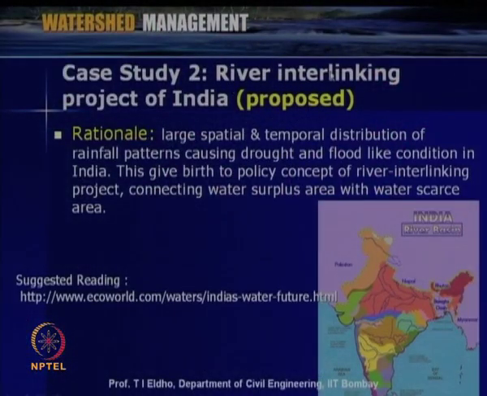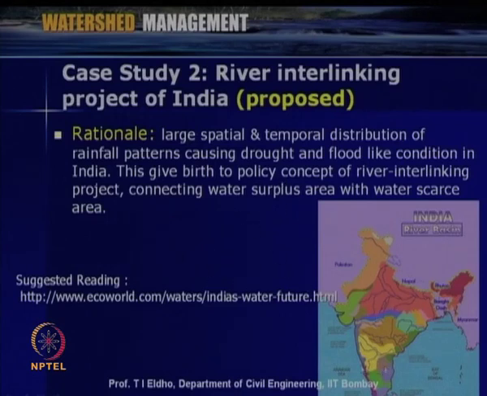As a second case, another case is the river interlinking project of the Government of India, which was proposed in 2003 and 2004. The rationale was the large spatial and temporal variation of rainfall patterns causing drought and floods in India. This gave birth to the policy concept of the river interlinking project, that means connecting surplus water areas to scarce areas through interlinking of various river basins.